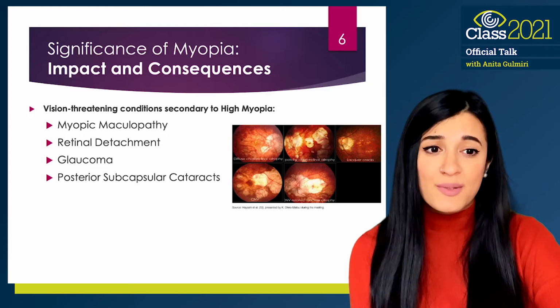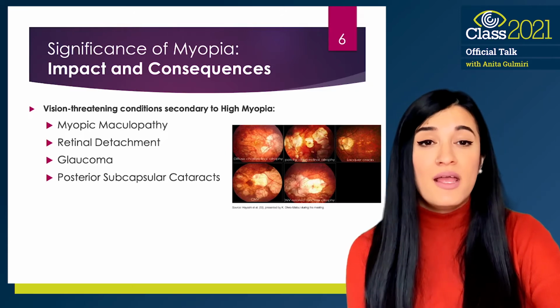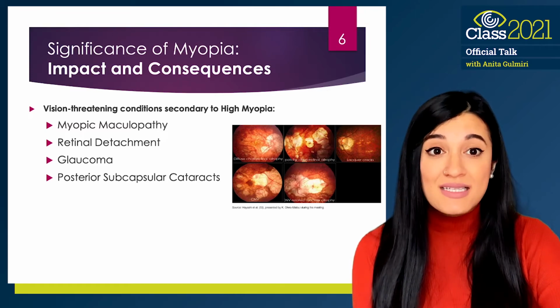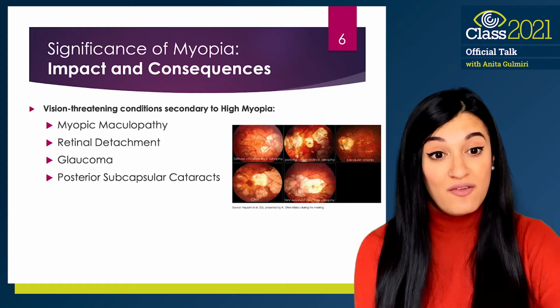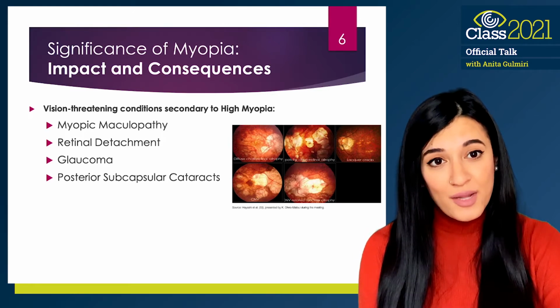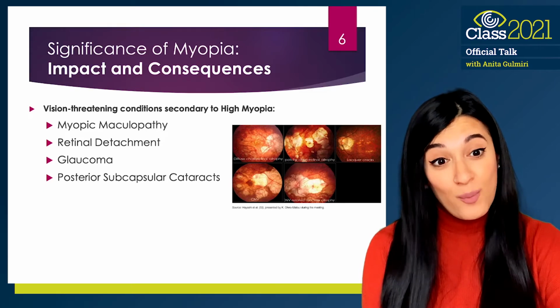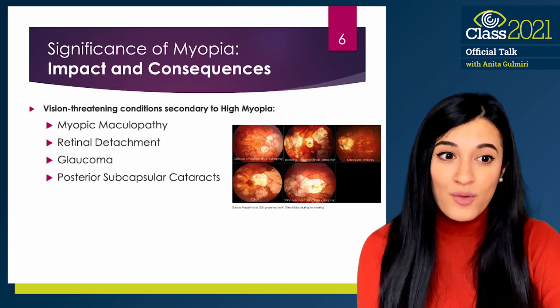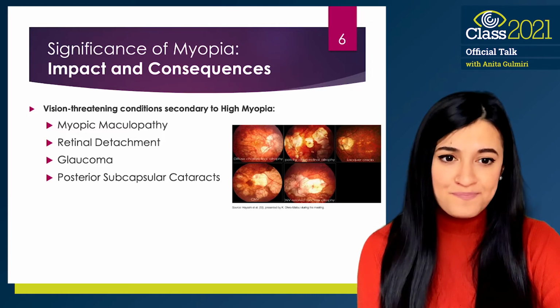Now, according to a recent paper by Bullimore and Brennan, each diopter increase in myopia results in 67% increased risk of myopic macular degeneration. Although the condition does develop later in life, the underlying myopia develops in childhood. Again, that's more reason to get on board with myopia management earlier on.